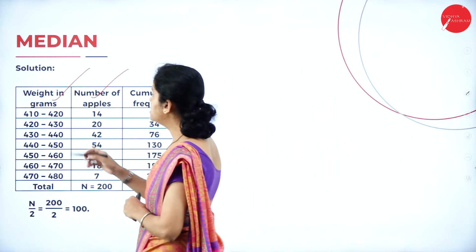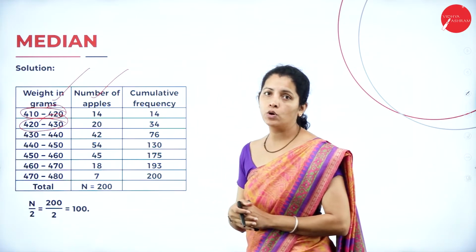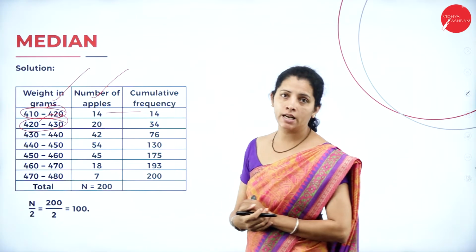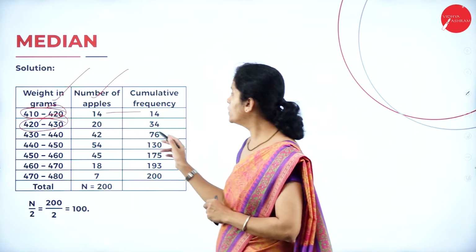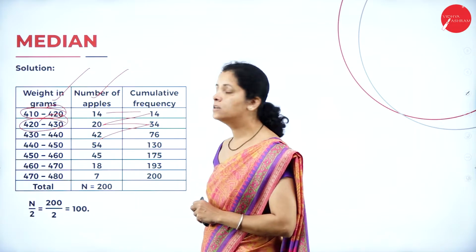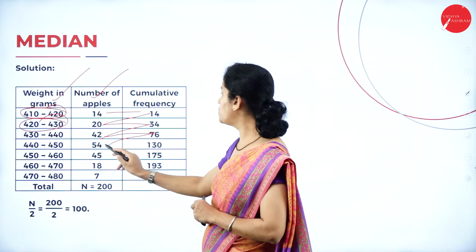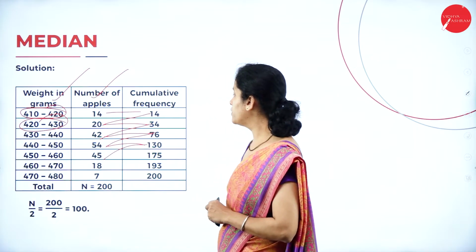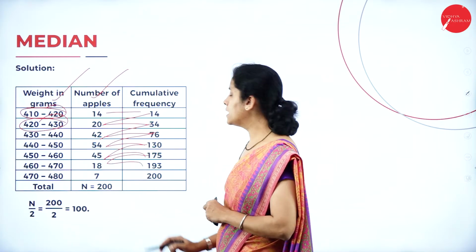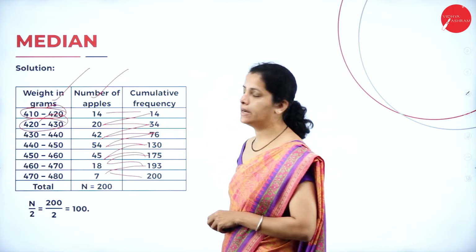Okay, fine. Now see here, these are the ranges I have. Now I want to find the cumulative frequency. So here I'll write 14 as it is. Next, I add 14 plus 20, it is 34. 34 plus 42, it is 76. 76 plus 54, it is 130. 130 plus 45, it is 175. 175 plus 80, it is 193. 193 plus 7, it is 200.